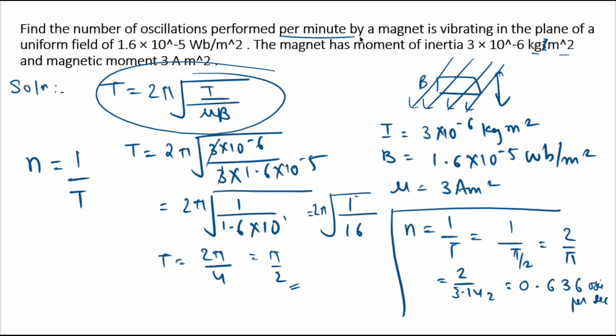Now here they have mentioned in the question that we need to find the number of oscillations performed per minute. So to convert this oscillations per second into minute, we need to just multiply this answer with 60. So n will be 0.636 into 60, which will give us 38.2 oscillations per minute. So pretty easy sum. Let's look at the last sum of this chapter.